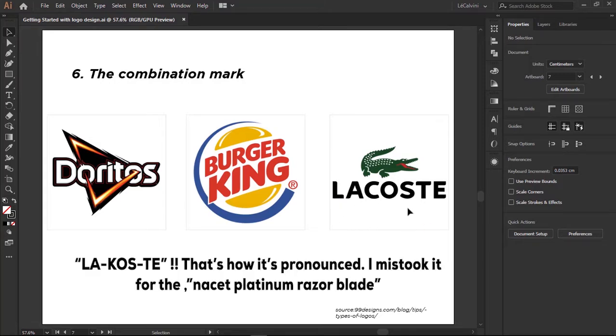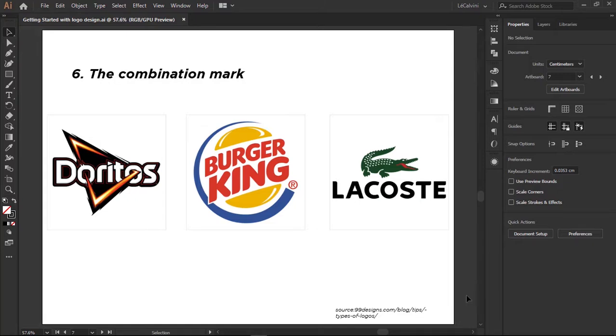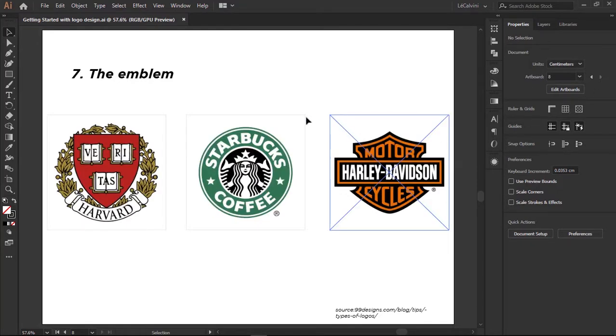I've seen this on razor blades, and shirts. But the point is it's usually a combination. See, pictorial, then the logotype. See that? And finally, the emblem.